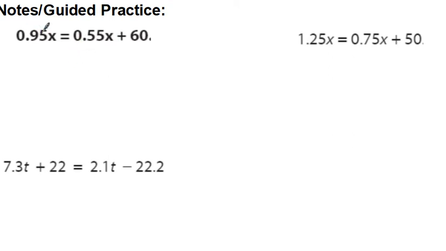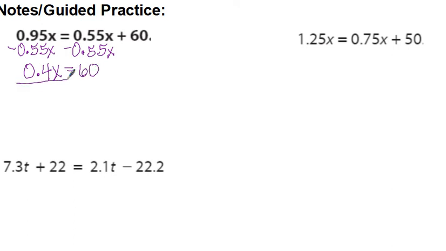So I have 95 hundredths x equals 55 hundredths x plus 60. I want to get my x's together. So just like with whole numbers, or integers, I'm going to subtract because that's the inverse or the opposite. I should probably grab my calculator too, just to check myself. If we subtract 95 hundredths minus 55 hundredths, we get 4 tenths, right? So 4 tenths x equals, and then we have 60.